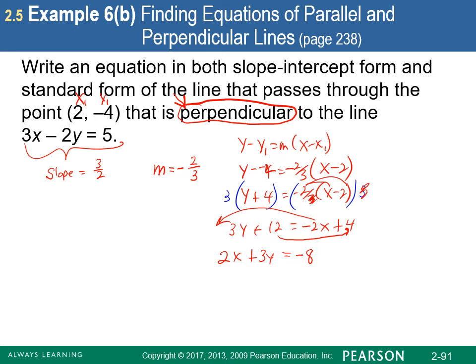We can get the slope-intercept form by taking this one and subtracting 2x from both sides and dividing by 3.